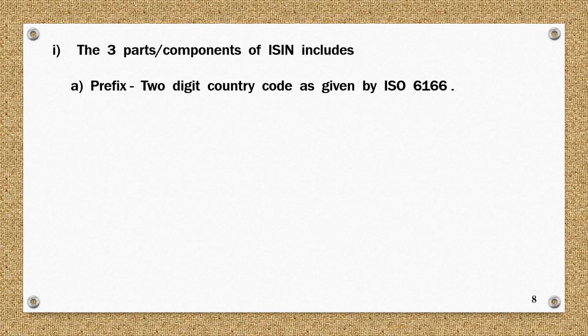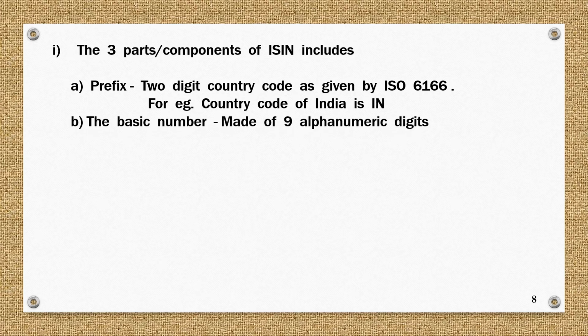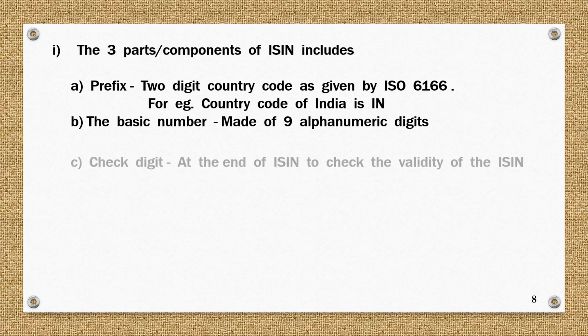The first part is called the prefix. Prefix is nothing but a two-digit country code as given by ISO 6166. For example, the country code of India is IN, which means that all the securities which are issued in India will have the prefix, the starting two digits, as IN. The second component is the basic number, which is made up of 9 alphanumeric digits.